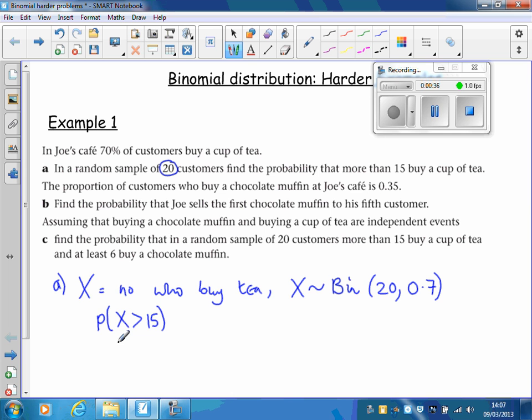Now that means we want the probability that X is 16 or 17 or 18 up to 20. So we want then 1 minus the probability of everything else. Well, everything else is going to be 15, 14, 13. So we want 1 minus the probability that X is less than or equal to 15, because that's everything else. We can then go to the tables. If you look that up in the tables, you get 1 minus 0.7625, and that comes out as 0.2375. That should be fine.